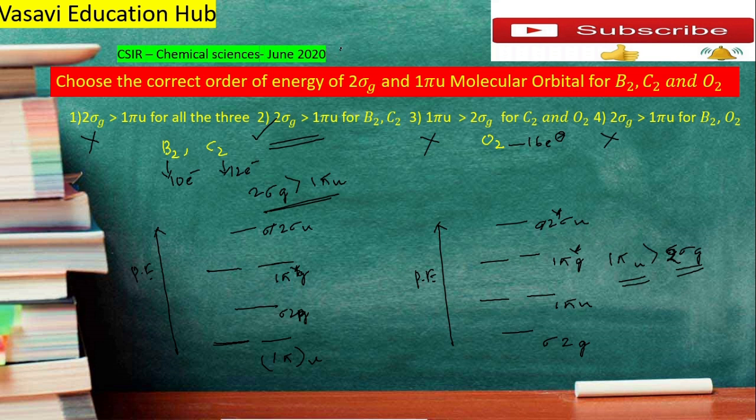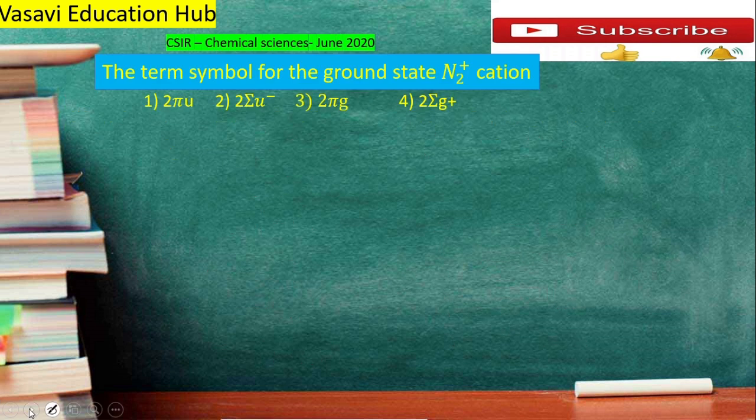So this question was asked for 2 marks in CSIR June 2020. Right. So next we will move to another exam, another problem. This question was also asked in 2020 for 4 marks, student. This is a very simple problem.